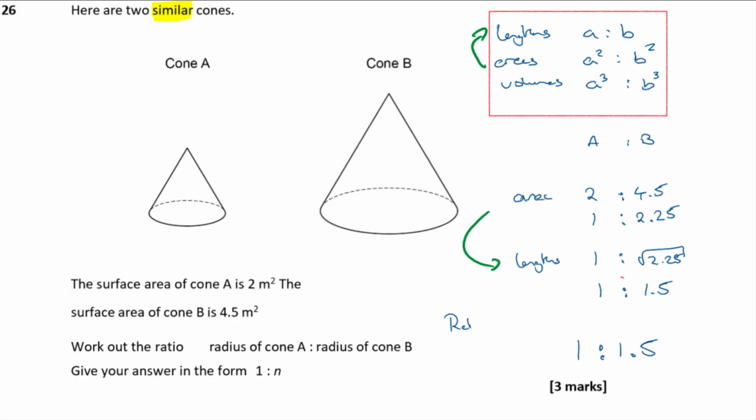So let's just say ratio of radius A to radius B, just so it's nice and clear, 1 to 1.5.